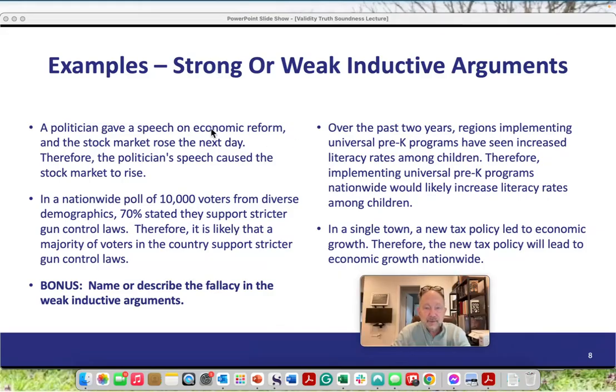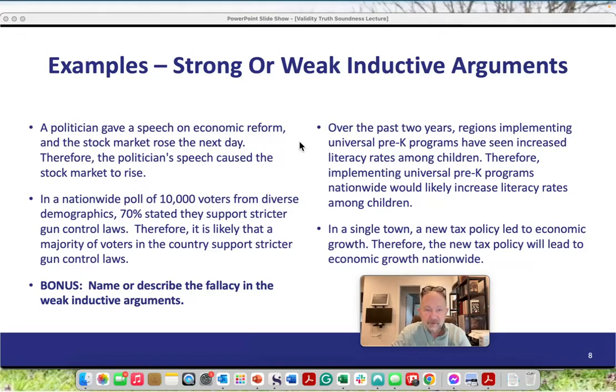So a politician gave a speech on economic reform. The next day, the stock market rose. This happens all the time, right? Presidents want to take credit when the stock market goes up, and then they want to blame somebody when the stock market goes down. Not any particular president, please, but presidents, all of them.